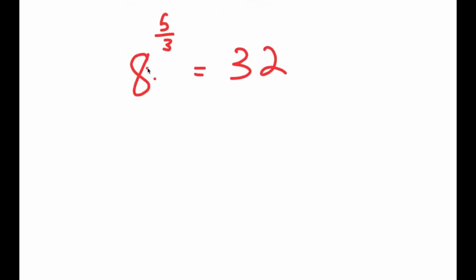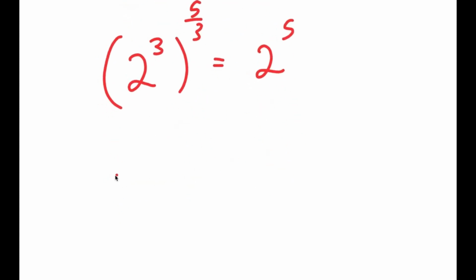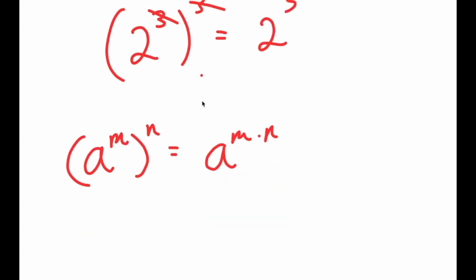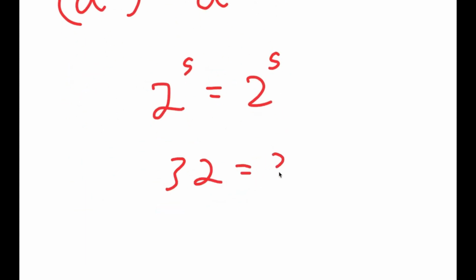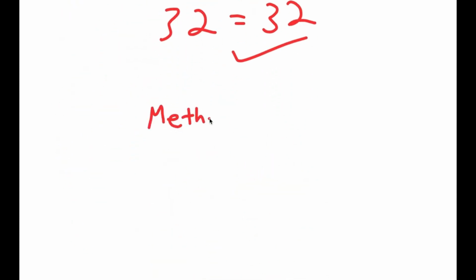Now, if you already know, 8 is the same thing as 2 to the power of 3. So I get 2 to the power of 3 to the power of 5 over 3 is equal to 32. 32 is the same thing as 2 to the power of 5. And if I have something in the form a to the power of m to the power of n, this is equal to a to the power of m times n. So these two 3's cancel out, and I get 2 to the power of 5 is equal to 2 to the power of 5, or this is the same thing as 32 is equal to 32. This is right.